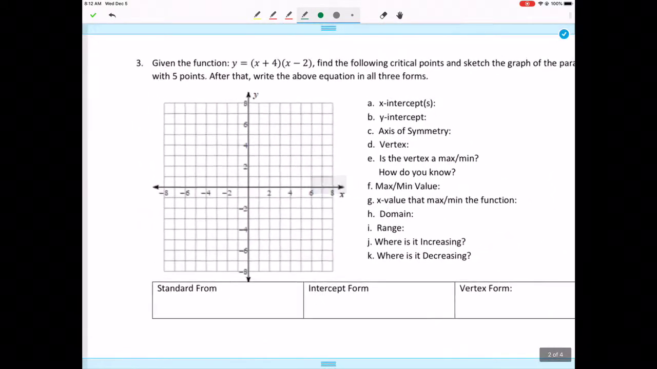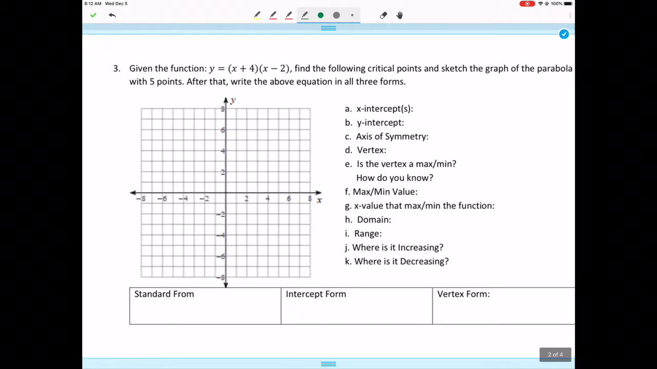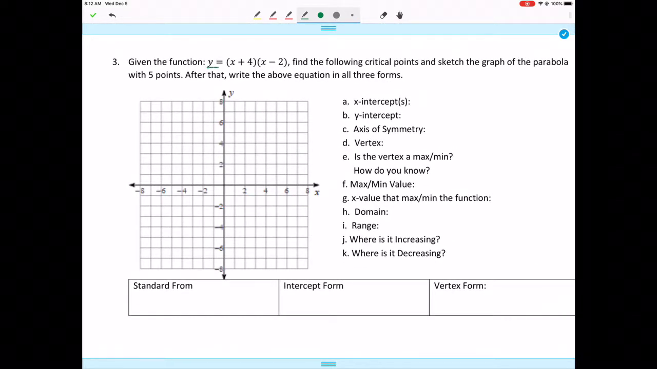Number 3. So what form is the equation in this problem? Hopefully you can figure that out fairly quickly. That is intercept form, so we could just write that here. y equals x plus 4 times x minus 2. All right. From here we can come up with our x-intercepts really easy.